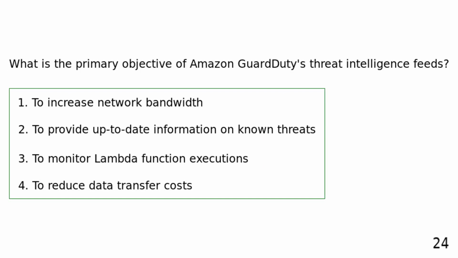What is the primary objective of Amazon GuardDuty's threat intelligence feeds? To increase network bandwidth. To provide up-to-date information on known threats. To monitor Lambda function executions. To reduce data transfer costs.